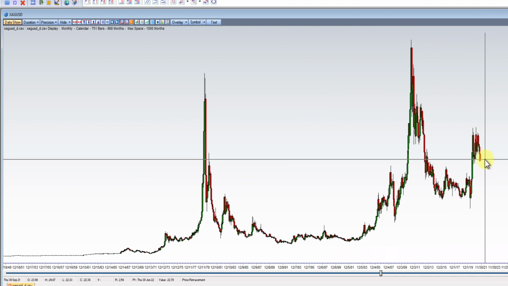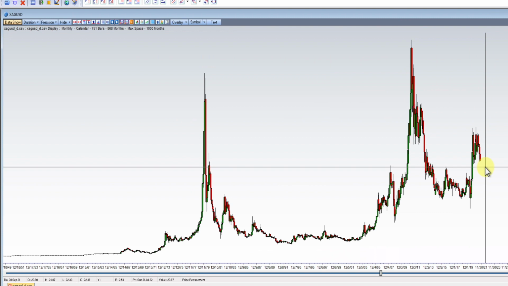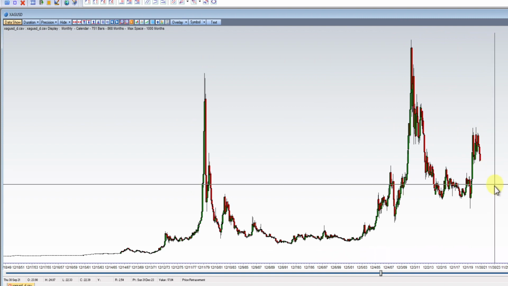And now we look like if we don't hold, we'll probably head to somewhere around 20, test that pivot, just right here and right there. So that 20, 21, 20 and change could be interesting if we get there.